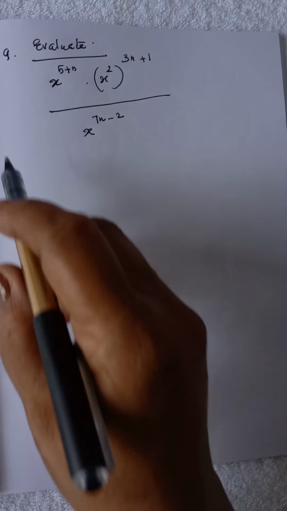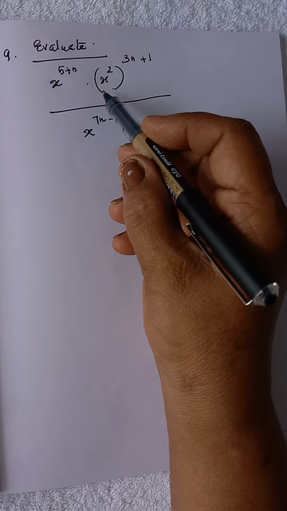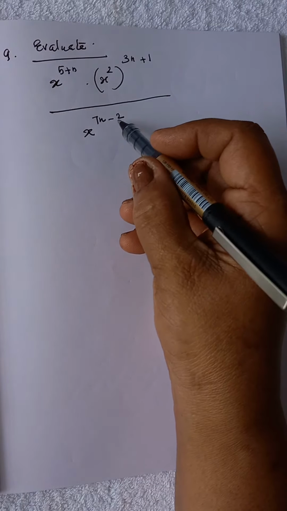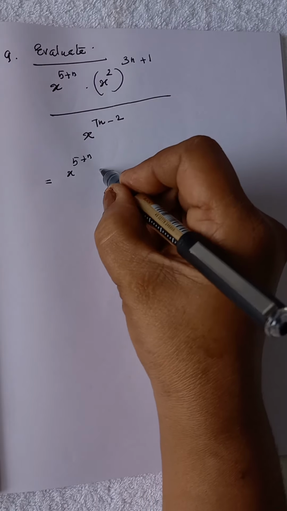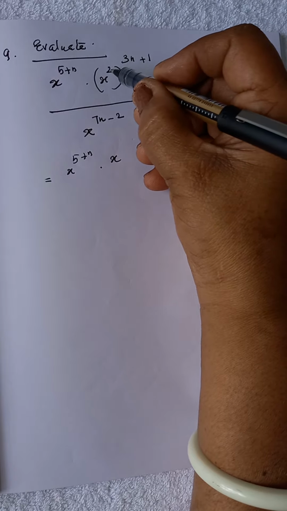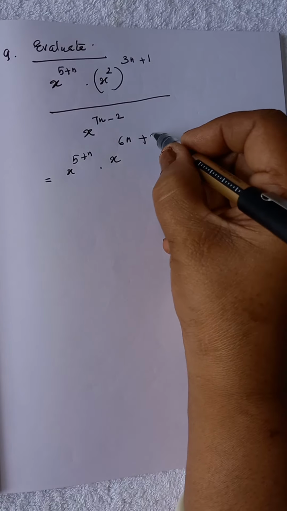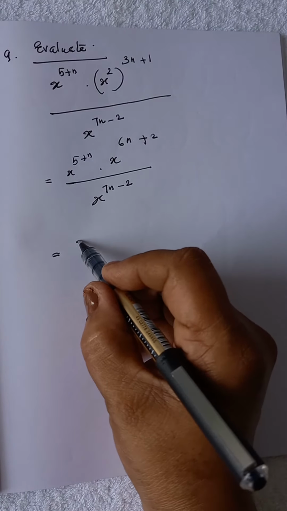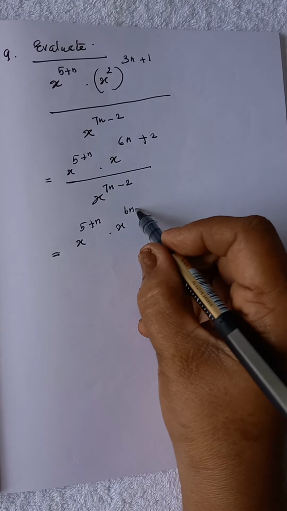Now the next question is 9th. Evaluate, that is to find the value of x raised to 5 plus n, that into x raised to 2 whole raised to 3n plus 1, whole divided by x raised to 7n minus 2. Now this is equal to x raised to 5 plus n into x raised to, we can multiply each of these terms with this 2. Then 2 into 3n is 6n plus 2 into 1 is 2, divided by x raised to 7n minus 2.